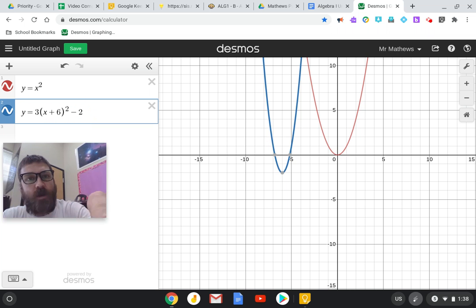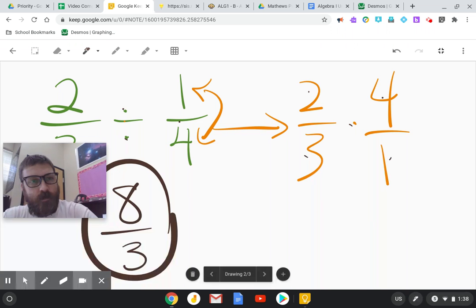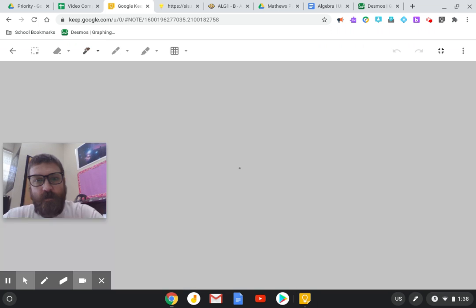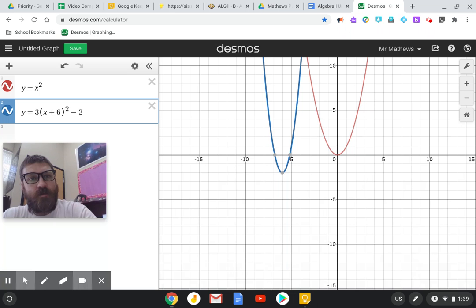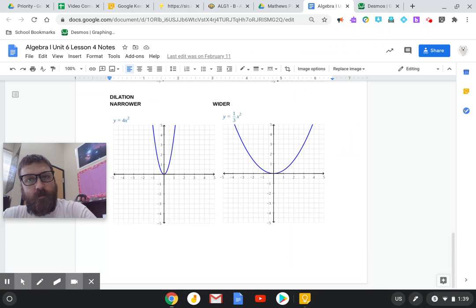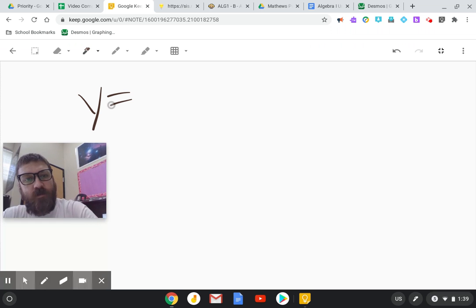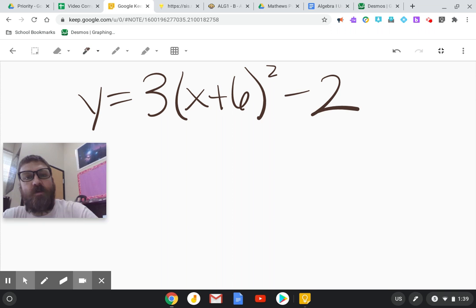Okay, so I'm going to open up my little note-taking app real quick. Let's go back. Let's close that. Let's get a new one going. And let's write down this equation that I just wrote in. 3(x plus 6) squared minus 2. All right. y equals 3(x plus 6) squared minus 2.